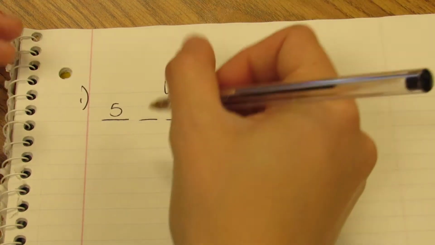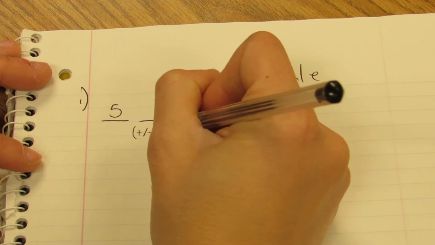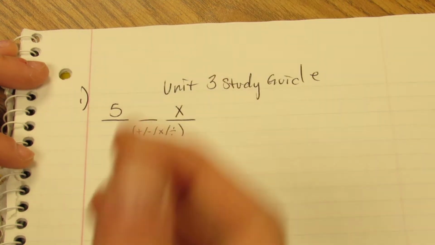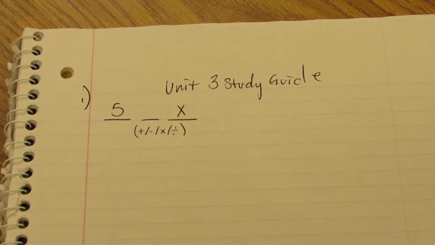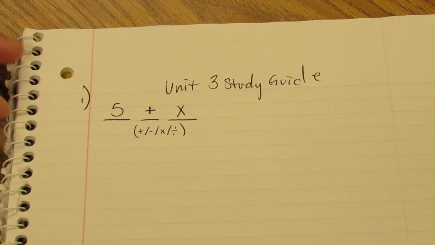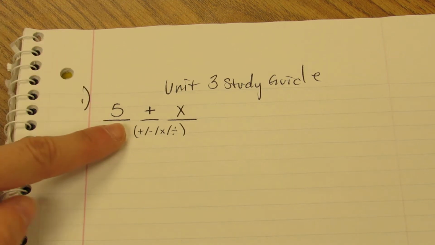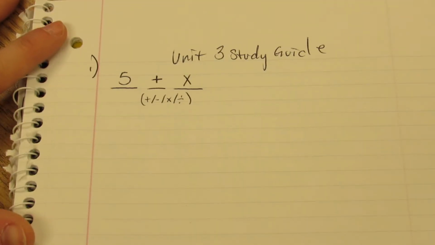We have 4 operations: addition, subtraction, multiplication, or division. Now there's a key word in our problem that says sum. Sum actually means addition. So our operation for this expression would be plus, right? Addition. So my answer would be 5 plus x. All right, so that was number 1.